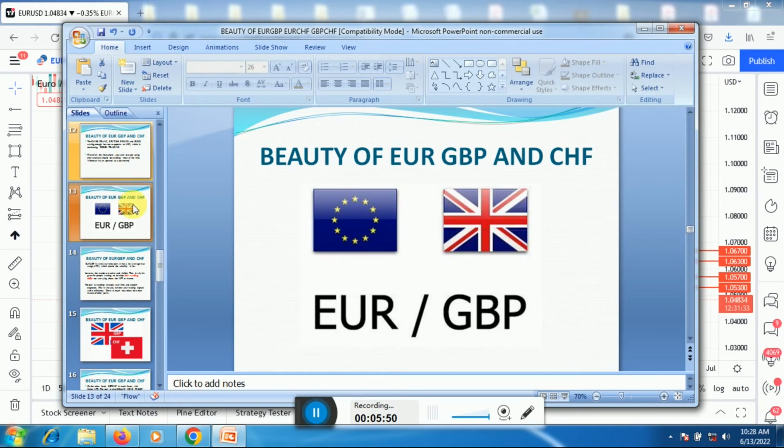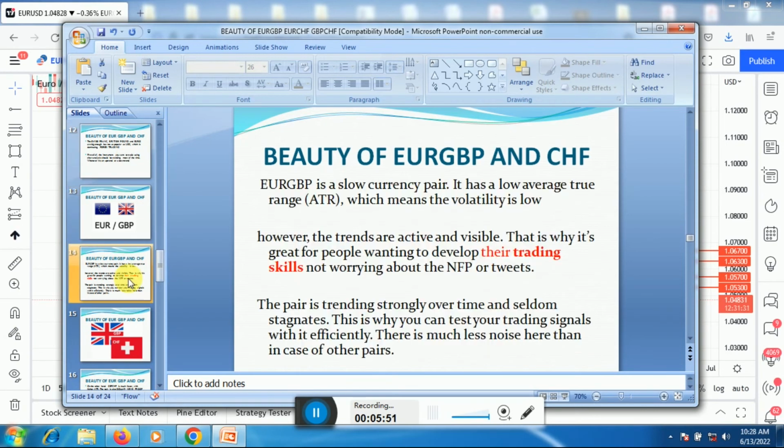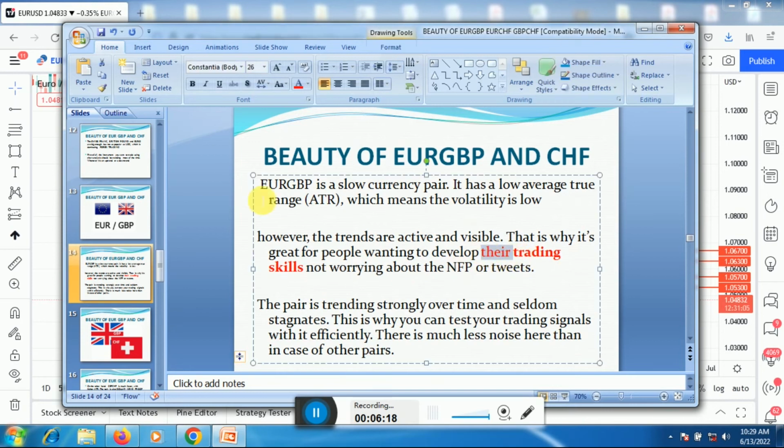So if we look deeper into EURGBP, EURGBP is a slow moving currency pair. It has a low average true range, ATR, which means the volatility is low on EURGBP. However, the trends are active and visible on EURGBP. That is why it is great for people who want to develop their trading skill.